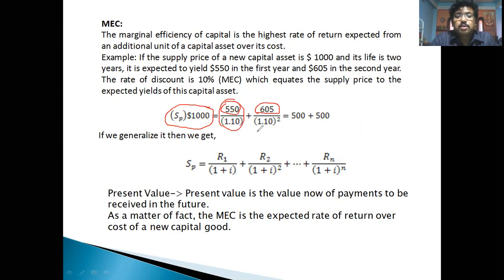And now, you will get $605 in the second year, then the present value of that amount is 605 divided by (1 plus 10%) whole to the power square. It is the formula for getting present value, the opposite of the compound interest rate. So it is the present value of what you will get after 2 years. By simplifying this, we get 500, and by simplifying this, we get 500, and adding 500 and 500, we get 1000.